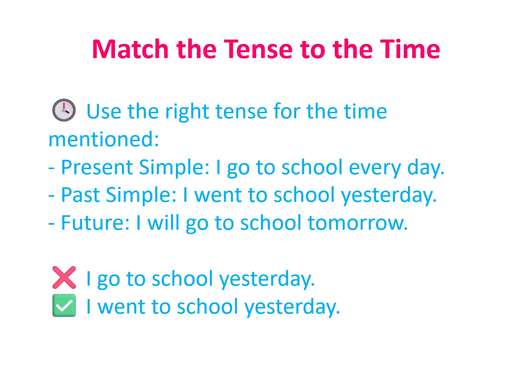You must match the verb tense to the time you are talking about. For daily habits, use present simple: "I go to school every day." For things that happened in the past, use past simple: "I went to school yesterday." For future plans, use will: "I will go tomorrow." Don't say, "I go to school yesterday," it's incorrect.